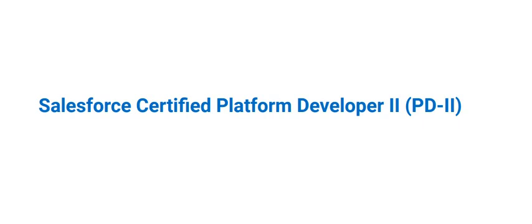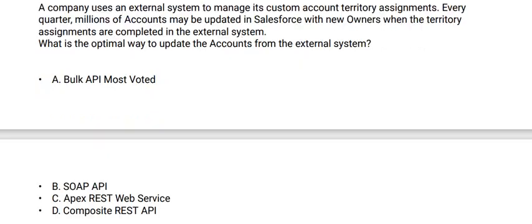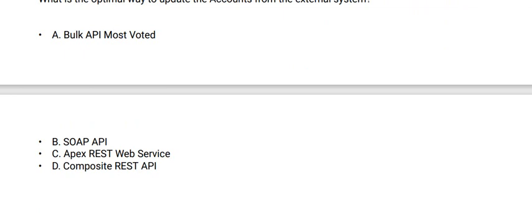Today's question is: a company uses an external system to manage its custom account territory assignments. Every quarter, millions of accounts may be updated in Salesforce with new owners when the territory assignments are completed in the external system. What is the optimal way to update the accounts from the external system? Option A, Bulk API. Option B, SOAP API. Option C, Apex REST Web Services. And option D, Composite REST API.